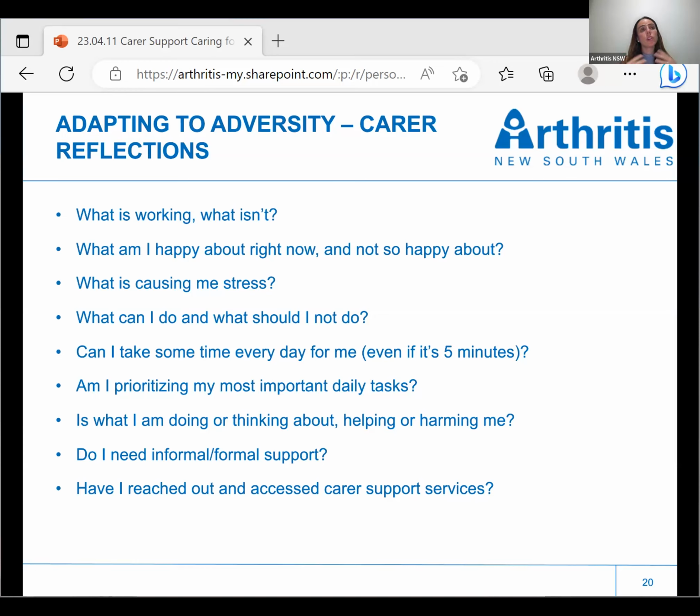Don't be afraid to seek out more formal support if it's required. So this is where you want to think about if it's okay to keep providing the informal support. There are some circumstances where you might be required to look at more formal support. Have you also reached out and accessed the carer support services that are available?